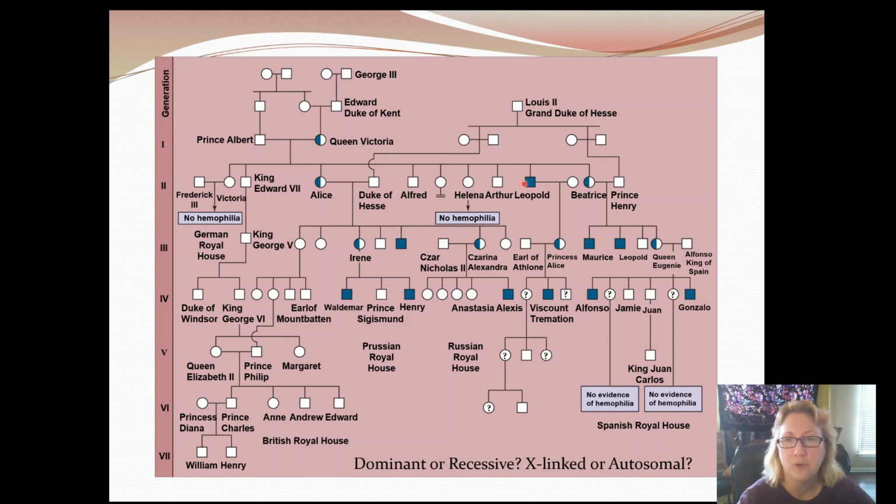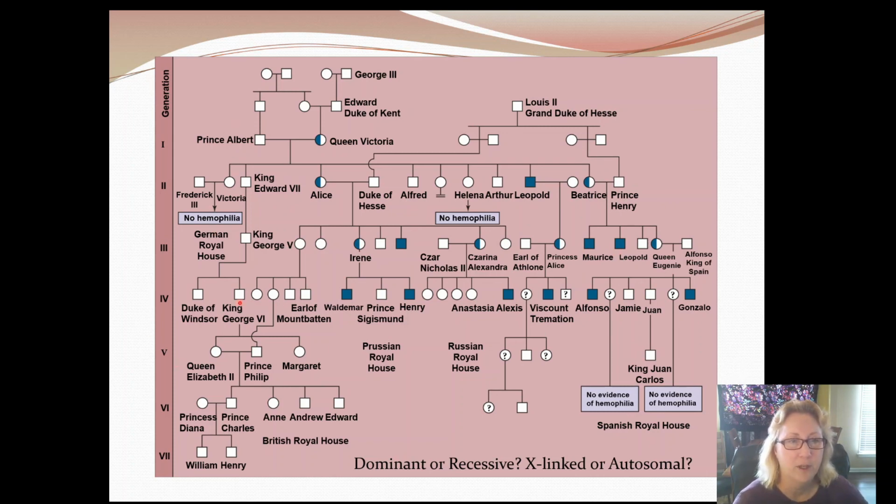Leopold actually married and had one child, and we would know, even if Princess Alice had had no children, that she was a carrier, because all the daughters of an affected male for one of these X-linked traits are going to be carriers. And we can see here for daughters, they have a 50-50 chance of being carriers. So we know Alice was a carrier because she later had a son who was affected. And we know Beatrice was a carrier because she also later had two sons who were affected.